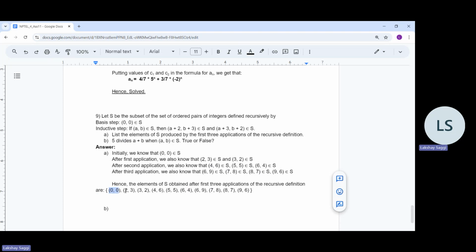So 5 divides 0. Similarly, 5 divides 5. Here the sum is also 5. Here the sum is 10, so for all these, the sum is 10. So these are also divisible by 5. Here the sum is 15, so these are also divisible by 5. So at least the elements which we have obtained already are all divisible by 5. So maybe this claim is true. And actually, yes, this claim is true.